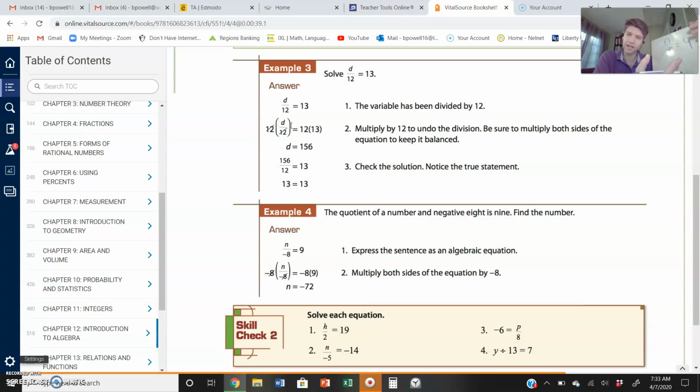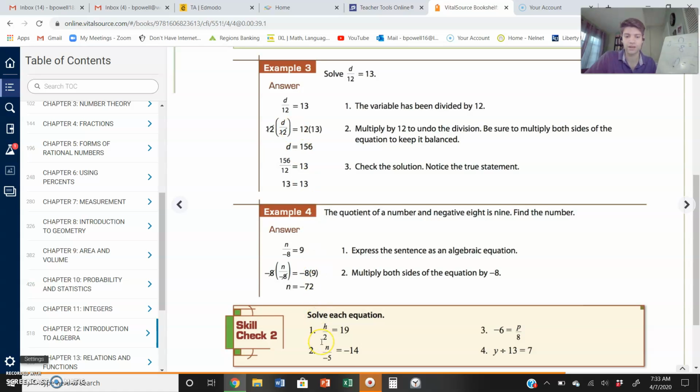Division. So what's the opposite of division? Multiplication. So we're going to multiply both sides by -8. Now, here we get just n because we did the opposite. But 9 times -8 is -72. So your answer is -72. Be careful of the negative sign.